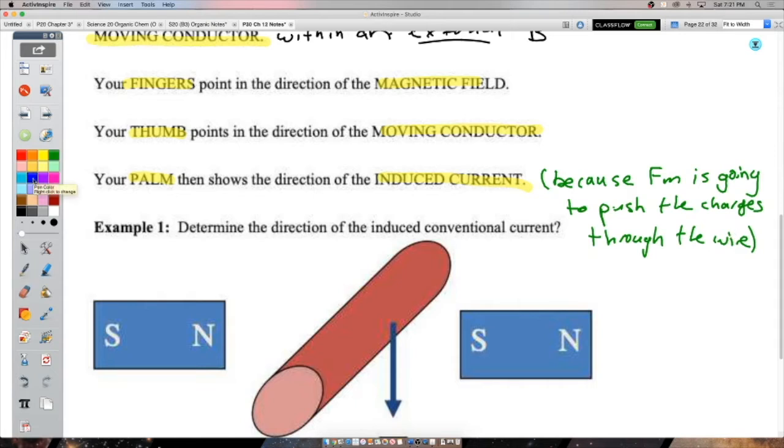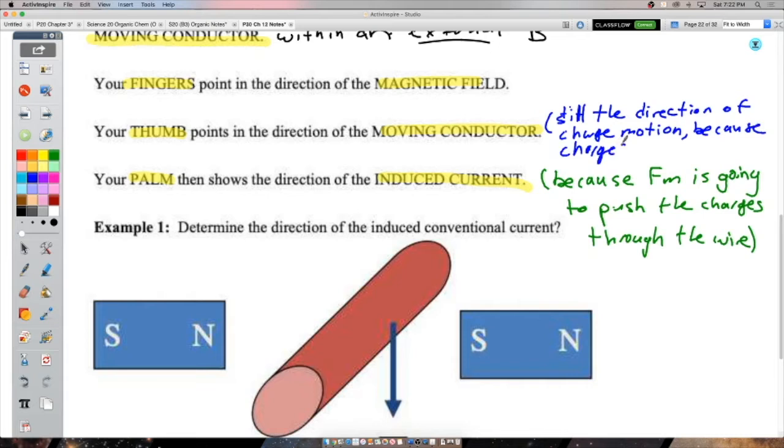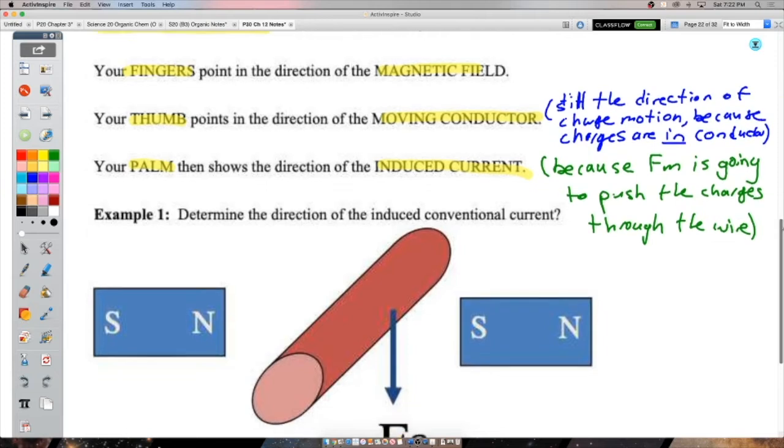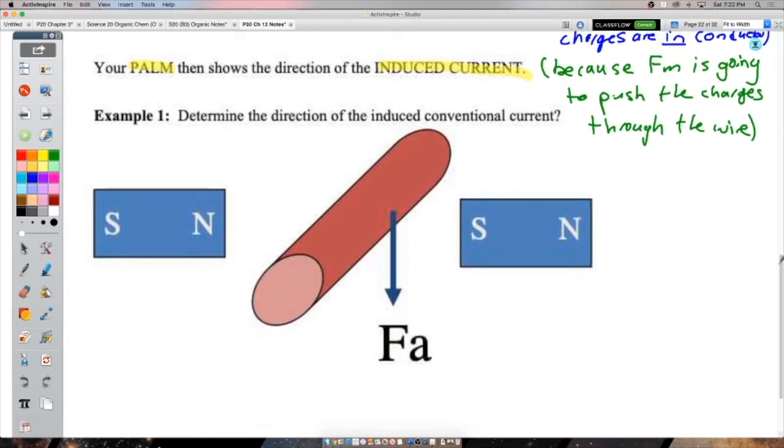And again, your thumb points in the direction of the moving conductor, but this is still the direction of charge motion, because where are the charges? They are in the conductor. So no, it's not the way they're going to end up going in the end. But remember, we've never said that. We've always just said what's the initial force they're going to feel. So we're still saying they move this way. What force do they feel? And then if they feel that force, what direction do they flow through the conductor?